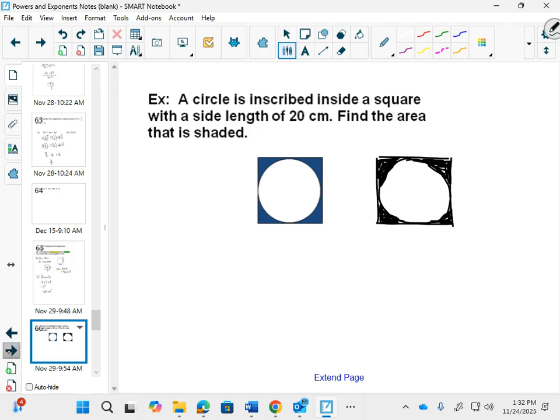So a circle is inscribed, which means it's drawn inside of a square with a side length of 20 centimeters. And we need to find the area that is shaded.